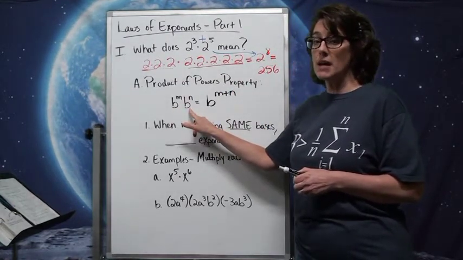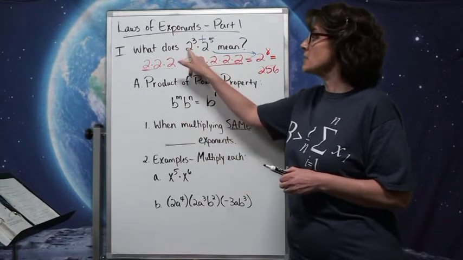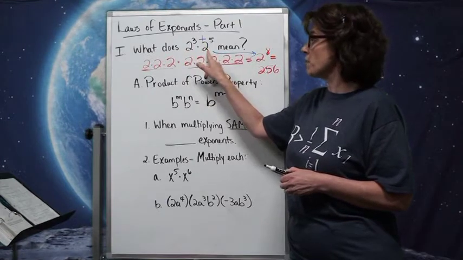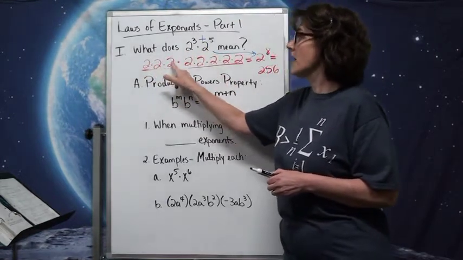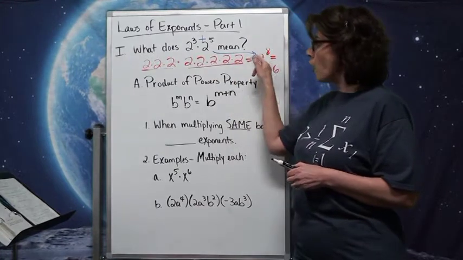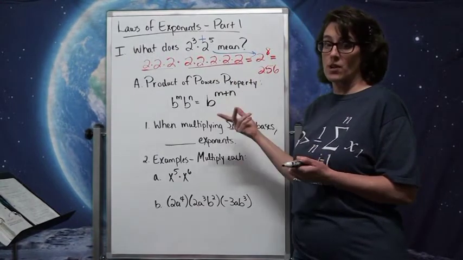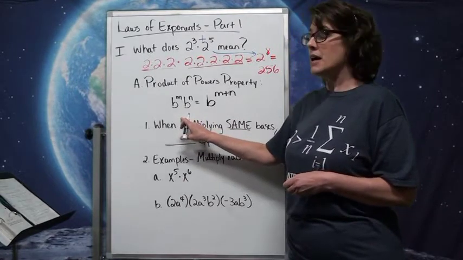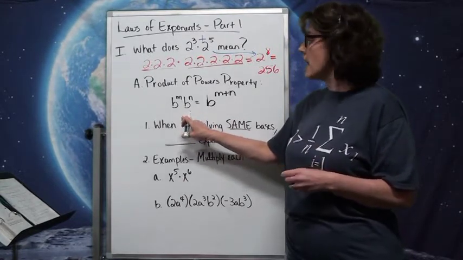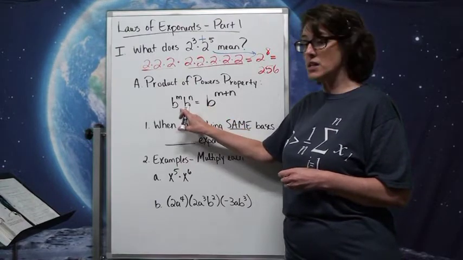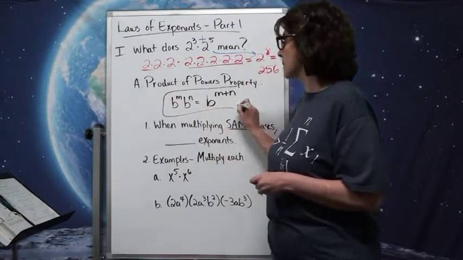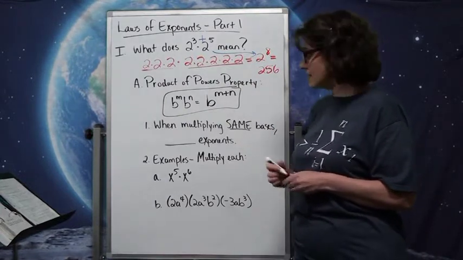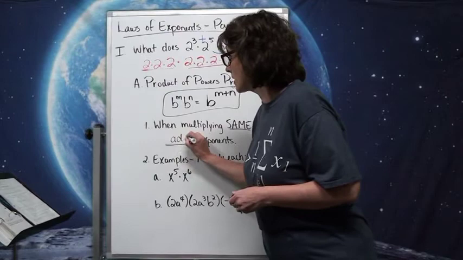If you don't have the same base, you can't do that. Because if this was, say, for instance, a 7 to the 3rd power times a 2 to the 5th power, I would have 7, 7, 7, and then 5 2's. I can't call that like a 2 to the 8th or a 7 to the 8th or anything like that, because they're different bases. So when the base is the same, because it's all about the base, and I'm multiplying those powers together, I'm going to add up those exponents, and I'm going to keep that base. That's what the product of powers property says. When multiplying same bases, we are going to add those exponents.